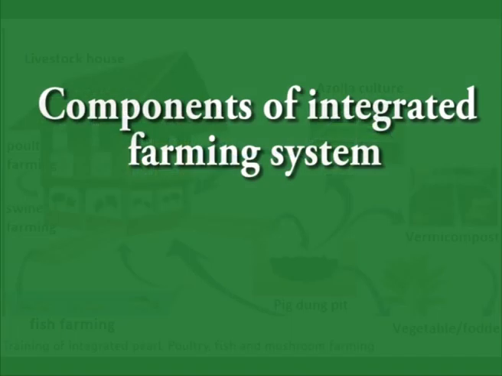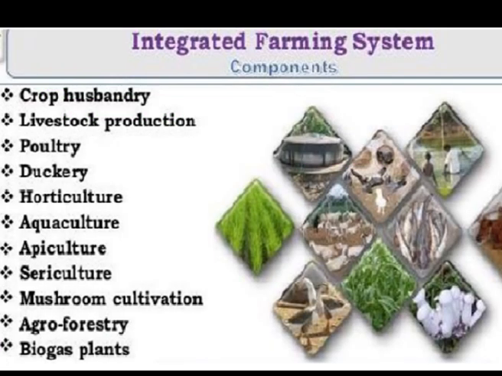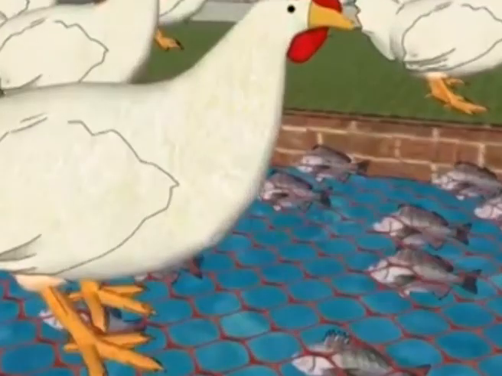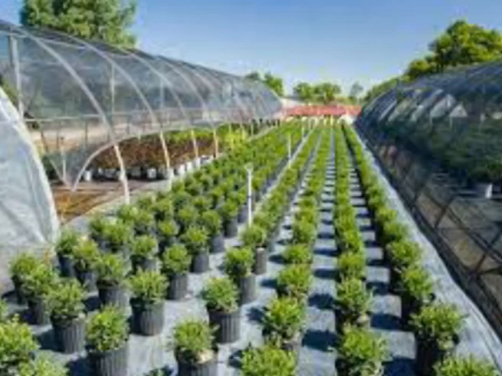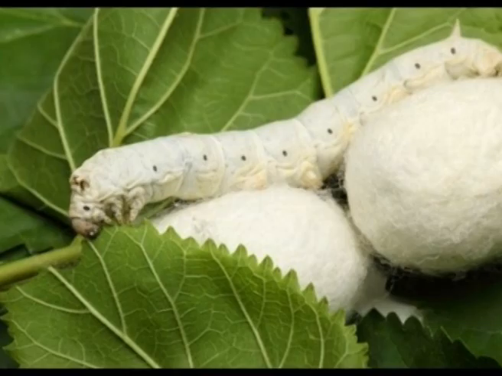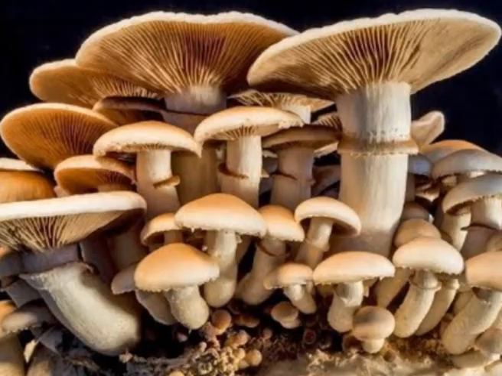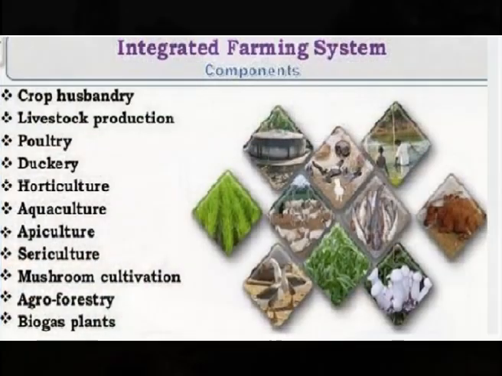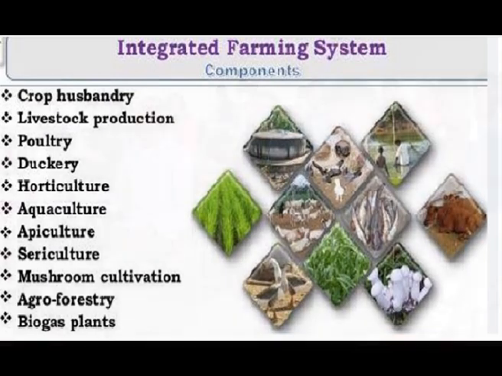Student, what are the components of integrated farming systems? There are a lot of components of integrated farming systems, but among them, some of the components are listed below. Crop husbandry, livestock production, poultry production, dairy, horticulture, aquaculture, apiculture, sericulture, mushroom cultivation, agroforestry, and biogas plants are some of the components of integrated farming system.